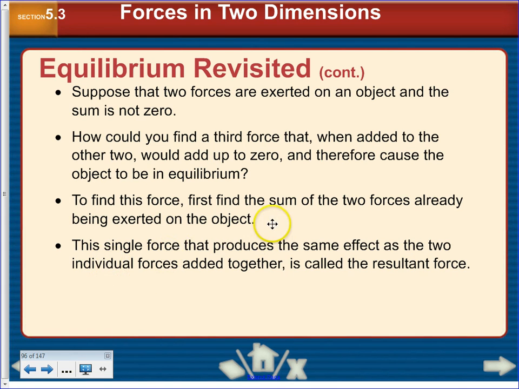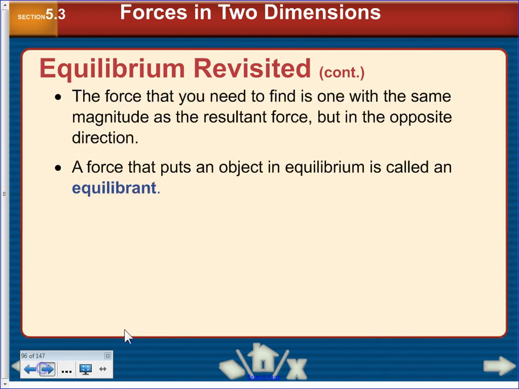To find the force, we first of all are going to add the 2 forces together. When we add those 2 forces together, we're going to get a single resultant force. And then if we come up with a force that's equal and opposite the resultant force, then we will restore equilibrium. So what does that look like?